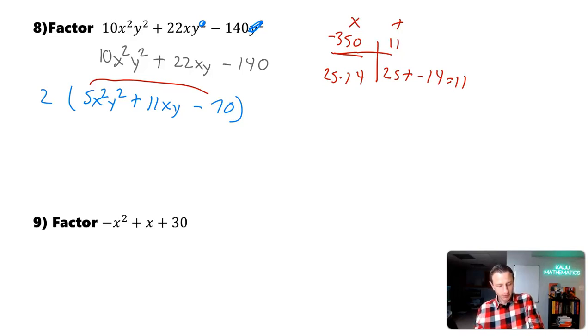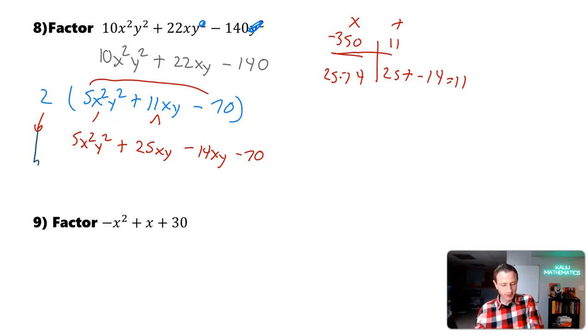Don't forget about this GCF. I'm going to bring down 5x squared y squared. I'm going to replace 11xy. Be careful here. This is why I kept it like this. 11xy, I'm going to rewrite as 25xy minus 14xy minus 70.